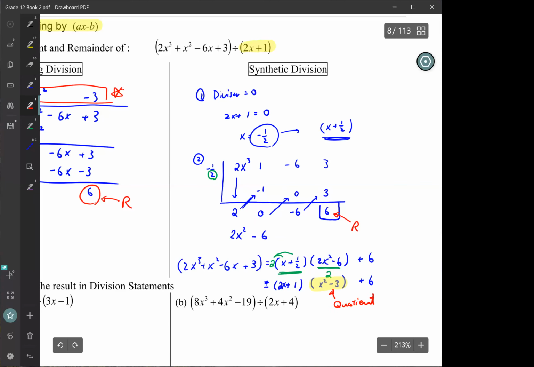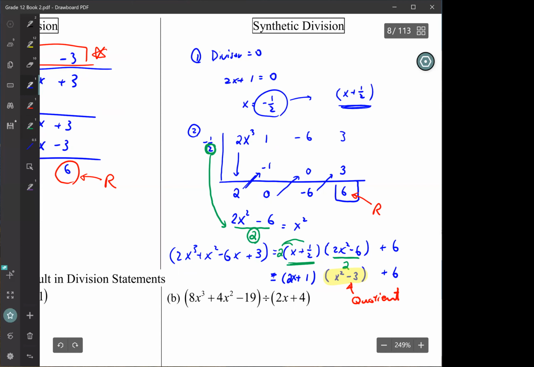So you can make a note over here, okay? So you circle the 1 over the 2, right? And then this number, you need to put it under the quotient, okay? And then it equals x squared plus 3. So this one, sorry, not x squared plus 3, x squared minus 3. So that will be your quotient.